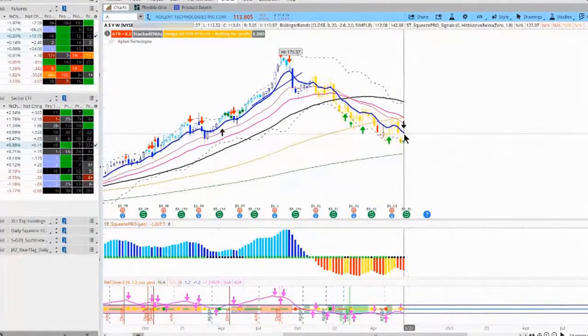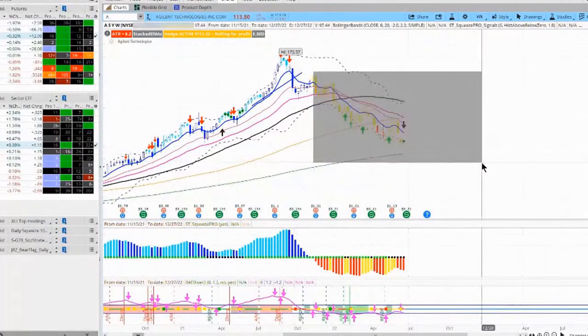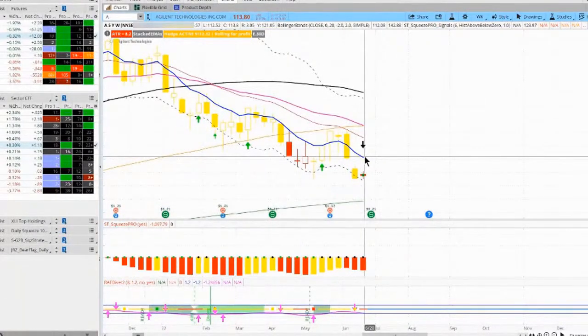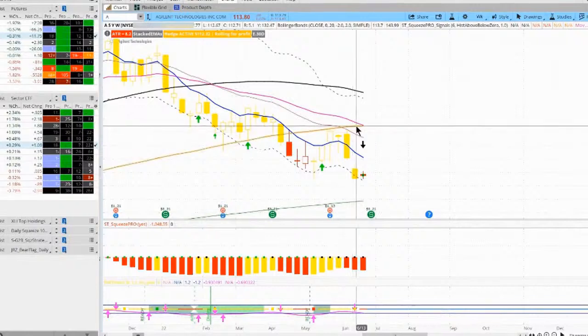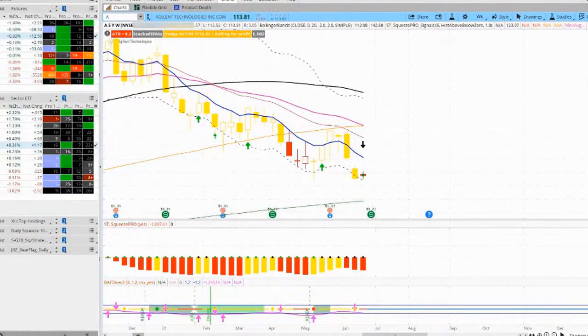So we've got this blue, the red, and this pink. The blue is the 8 exponential, the red is the 21 exponential, and the pink one is the 34 exponential. You can strictly use a stacked approach. Is the 8 underneath or above the red, and is the red underneath or above the pink, right?